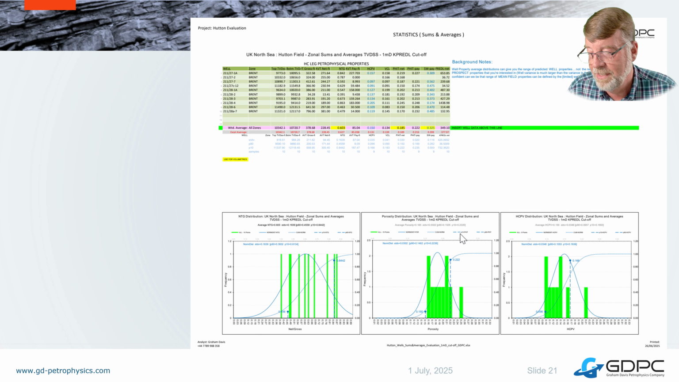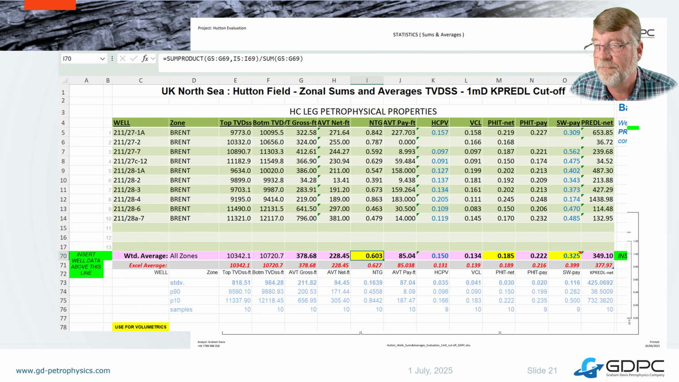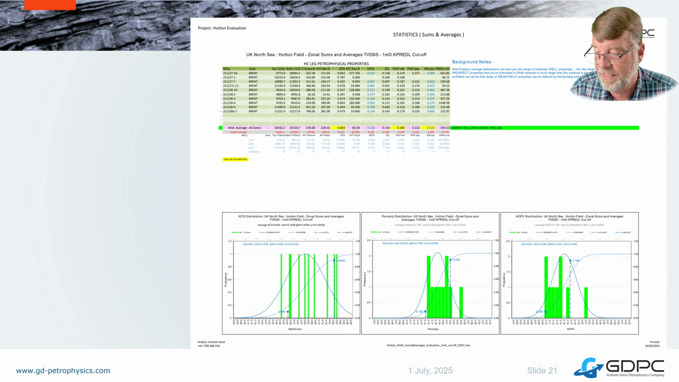If we go back to this curve here, you can see I've just adjusted the averages to use the weighted averages. So those are the weighted averages of this well population.